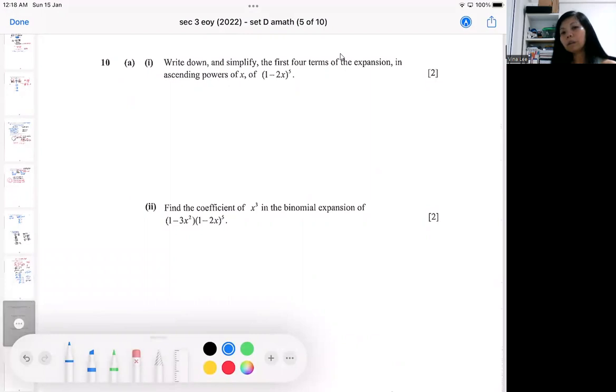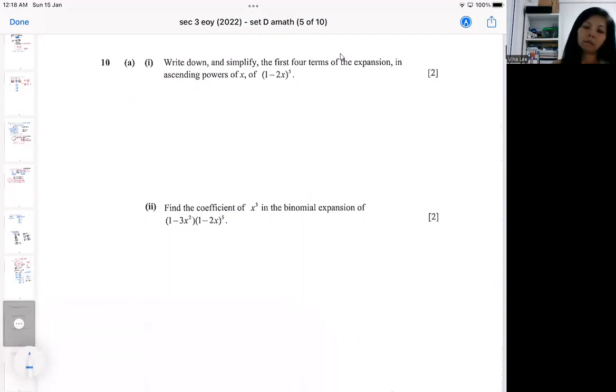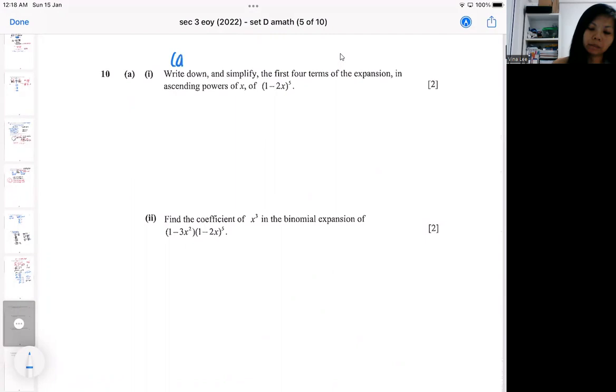Question 10 is a very long question on binomial. It basically covers all the aspects of binomial. So for the first part, your job is to apply your basic expansion. There is this formula that is given to you. This formula is actually found in the O-level formula list. So you should be able to execute the expansion.